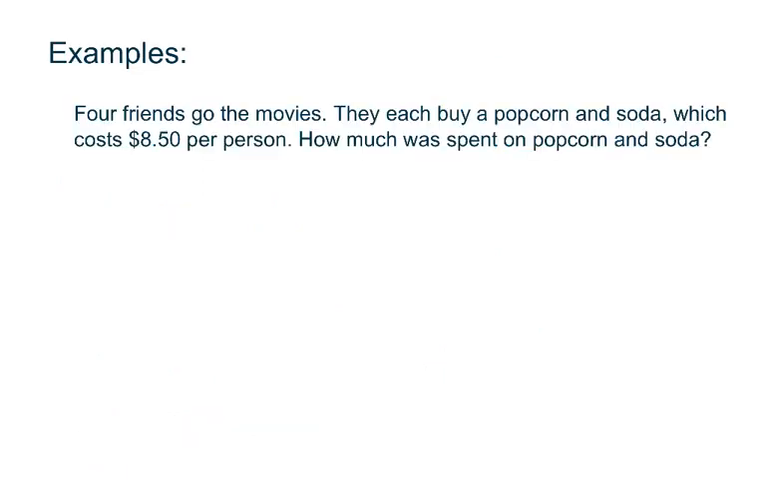Okay, so now let's take a look at some examples. Our first example, 4 friends go to the movies. They each buy a popcorn and soda, which costs $8.50 per person. How much was spent on popcorn and soda? Okay, so there's a cultural piece here. You're going to the movies, so odds are we're looking for a number that's going to get bigger because going to the movies is expensive. But also, just take a look at the situation. You have 4 people who are each getting popcorn and soda.